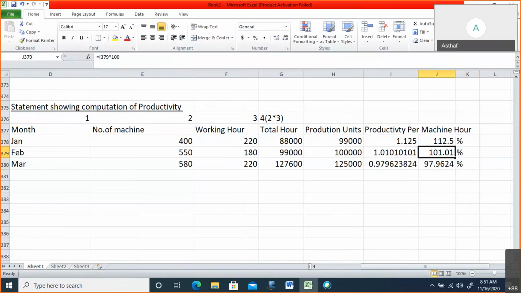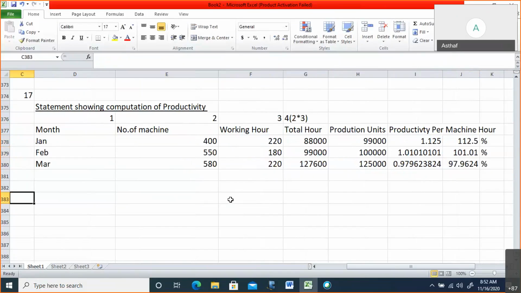Copy fast. Have interest. Copy, copy. See how interesting.